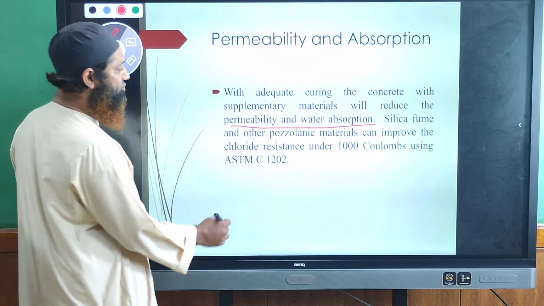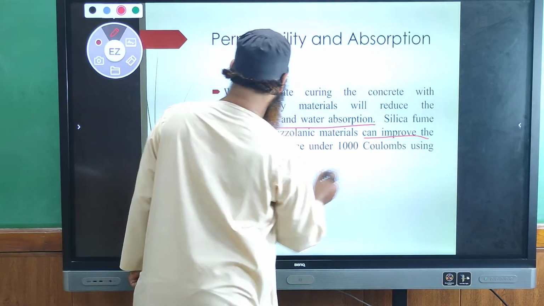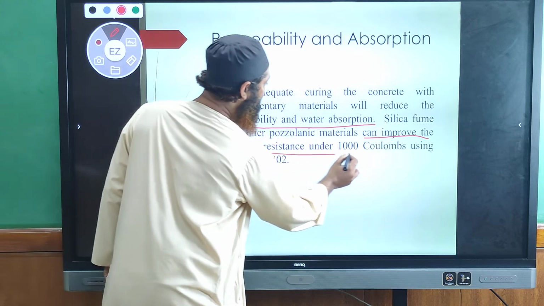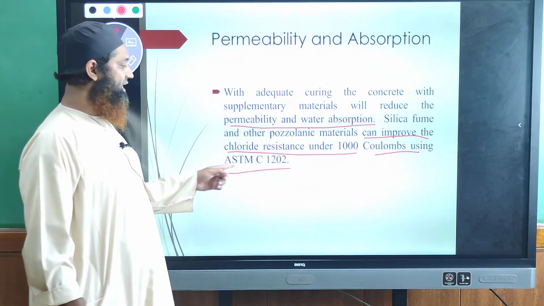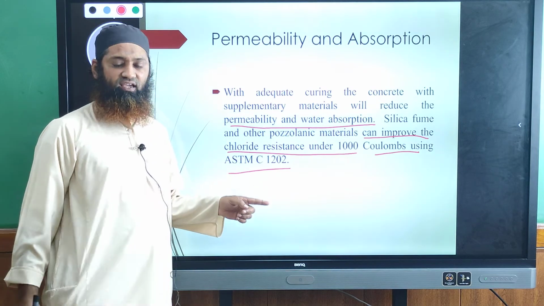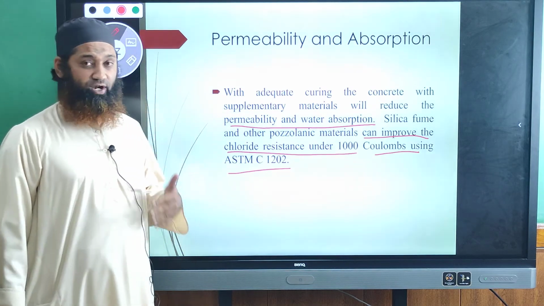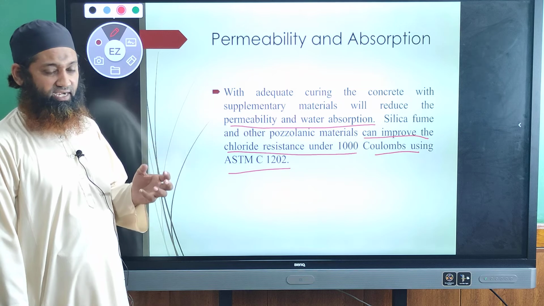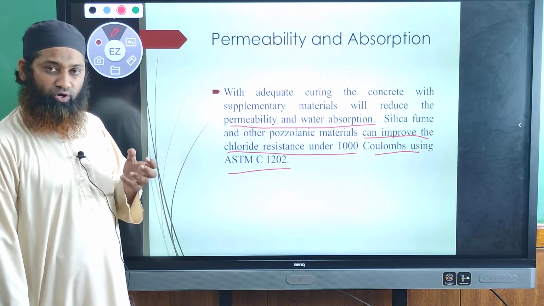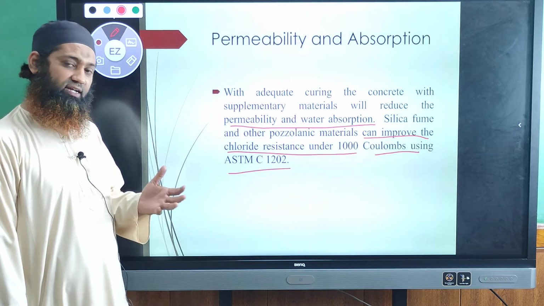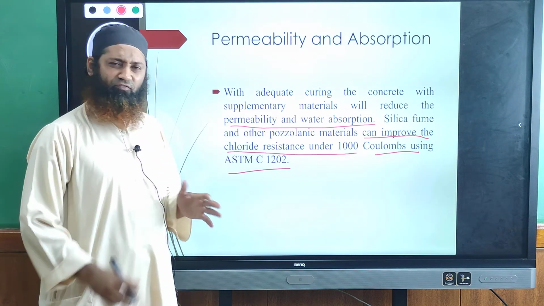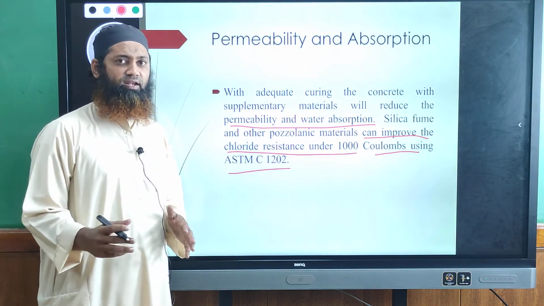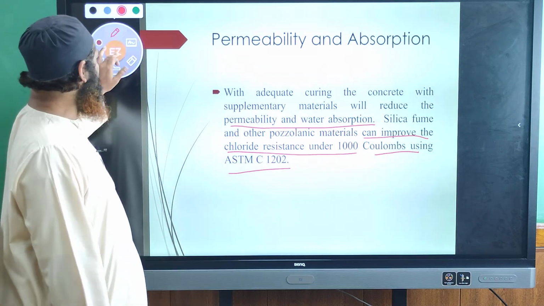Silica fume and other pozzolanic materials can improve the chloride resistance, under 1000 coulombs using the ASTM test. This is basically a test to see how it performs with chloride resistance. Do these cementitious materials resist chloride attack? Do they resist chloride effect on the material? This can be checked with this test. So it performs very well in terms of permeability and absorption also.